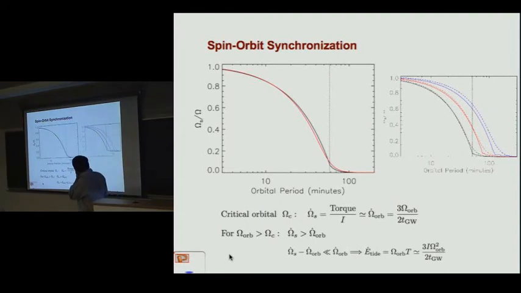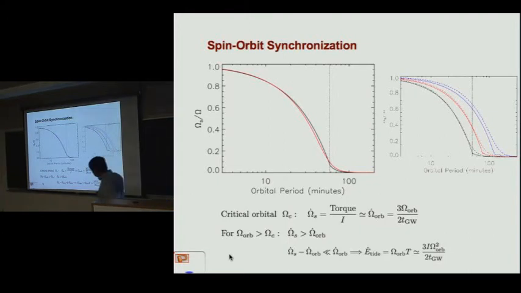So the bottom line here is that if you're looking at binaries with periods of 12 minutes, 20 minutes, you will be in the process of being synchronized but not completely. That's because there was a factor of 10 to the 4 difference in Q between helium and CO, right? Yeah, so these are different stellar models, I don't know which is which.